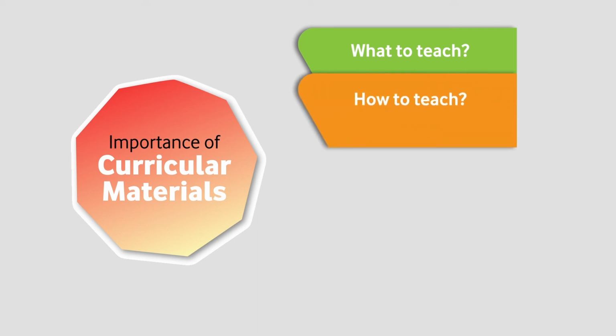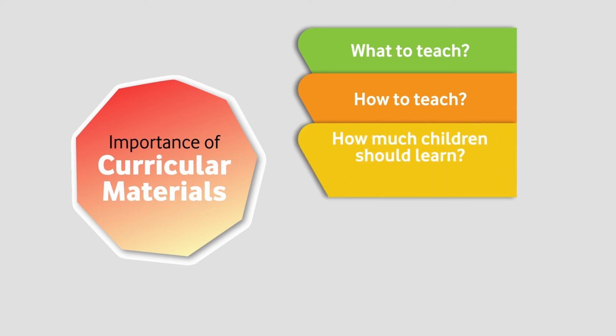Then further, how to teach: what methods and techniques should be used to teach that content. So, that is why curricular material is required. Then how much should children learn? What is the minimum level of learning? What should be their attainment level? So, that is also another concern. What is the mastery in a particular subject that the learners are supposed to achieve? How much mastery they are supposed to achieve is also another concern to understand the importance of curricular material.